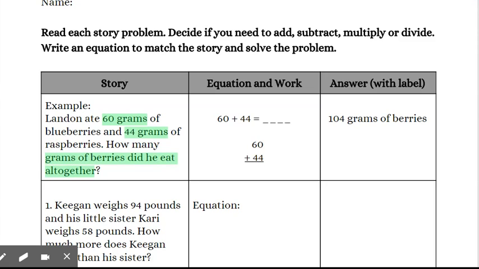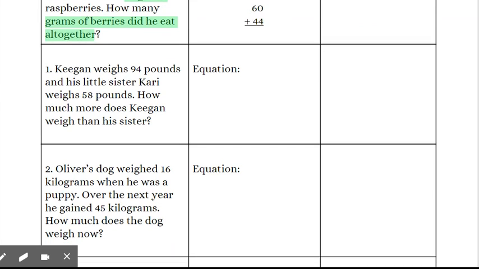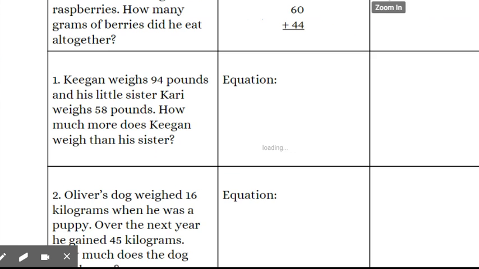So I did 60 plus 44 as my equation. And then I wrote it vertically so that I could solve it, and I figured out that he ate 104 grams of berries. I want to make sure and put that label on your answer. All right, let's try the next one. I'm going to scroll down. I did try to zoom in so that I had a little more space to do my work.